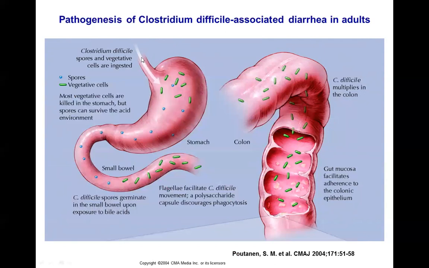So here's C. diff. It's fecal oral. So if you're eating C. diff, what are you eating? True. This is eating a little poop on the way down. Vegetative cells get killed by the gastric acid. The spores make it through. That's one of the premises for PPIs. Germinated in the small bowel, and then this is a blow up of the colon. So it's a colonic related disease.